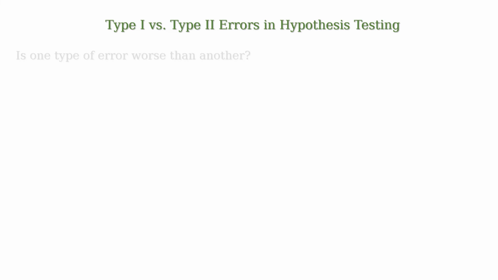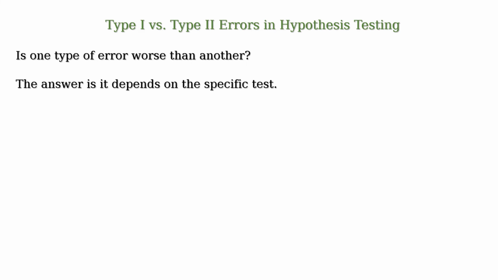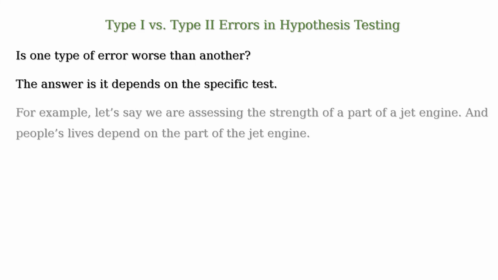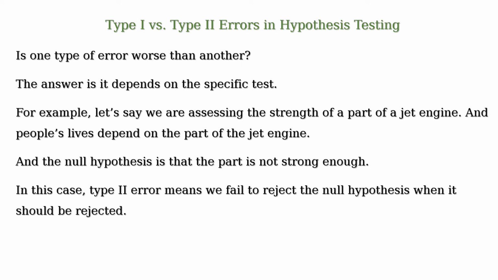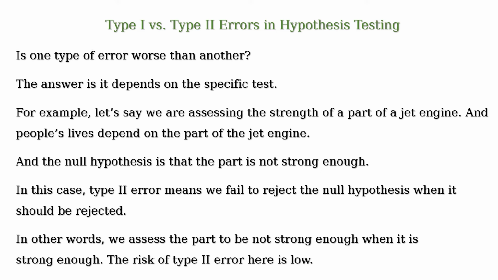So, now the question is, is one type of error worse than the other? The answer is it depends on the specific test. For example, let's say we are assessing the strength of a part of a jet engine and people's lives depend on the part of that jet engine. And the null hypothesis is that the part is not strong enough. So, in this case, type 2 error means we fail to reject the null hypothesis when it should be rejected. In other words, we assess the part to be not strong enough when it is strong enough. So, the risk of type 2 error here is low.